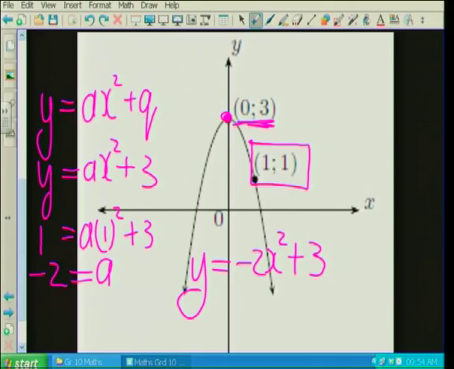As easy as that. And that is 100% consistent with what I see. I know that because I've got a non-smiley face, I was looking for a negative a and I got -2. I also know that q must be positive because the graph has been shifted upwards. Let's look at the next one.